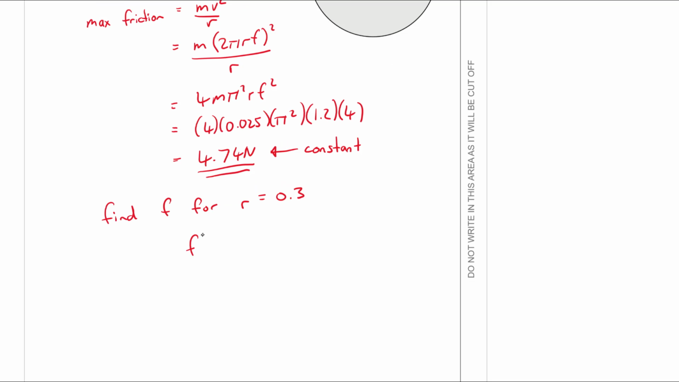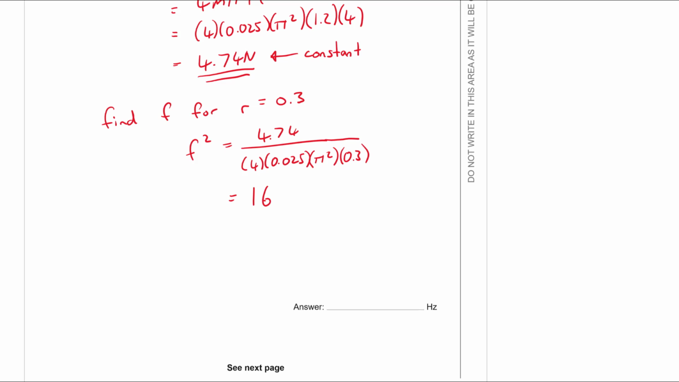So I rearrange the equation above, and I end up with this, 4.74. And then I just divide it by all these bits at the top here, except instead of 1.2, I put in 0.3. And if you do that, you end up getting 16.00 something, which is a good sign because that means it's a nice round number. And if that's what f squared is equal to, that means that your frequency is going to be 4.00 hertz.